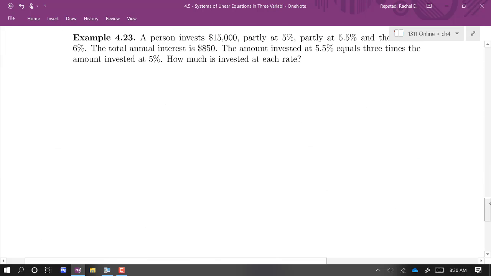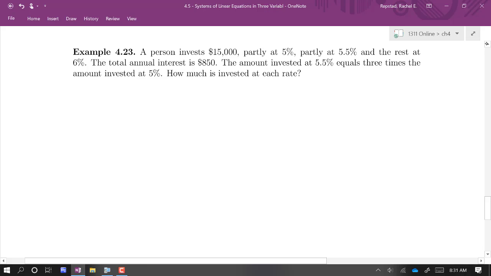Let's finish up with a nice word problem. We're going to write a system of equations that represents this problem. And then we can solve that system using Cramer's rule. So a person invests $15,000. Some of it's at 5%, and another chunk of it is at 5.5%, and the rest of it is at 6%. And then the total annual interest is $850. Then they tell us that the amount invested at 5.5% is 3 times the amount invested at 5%. So we want to know how much is invested at each rate.